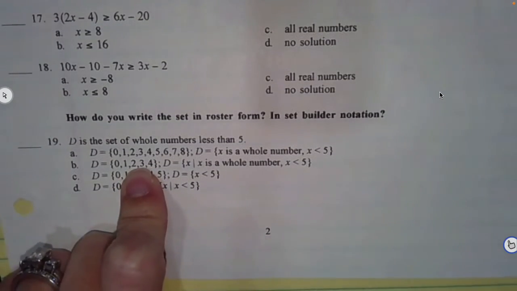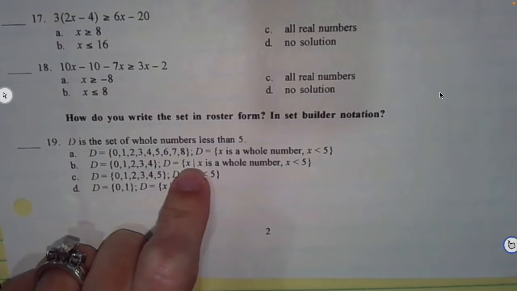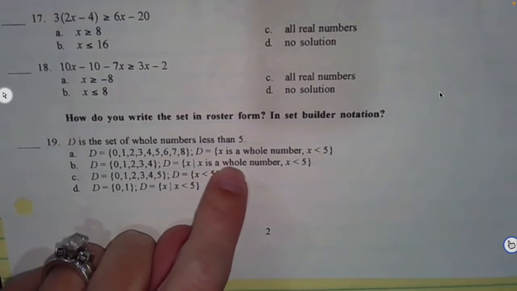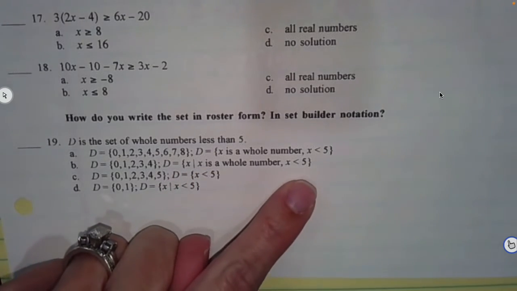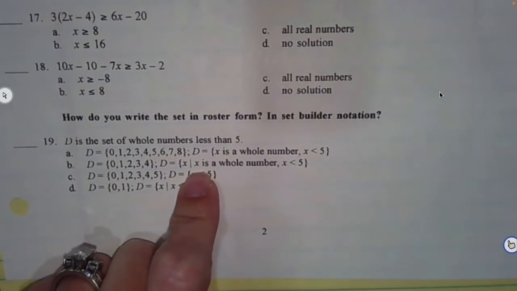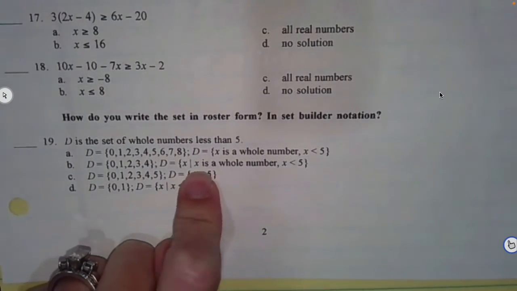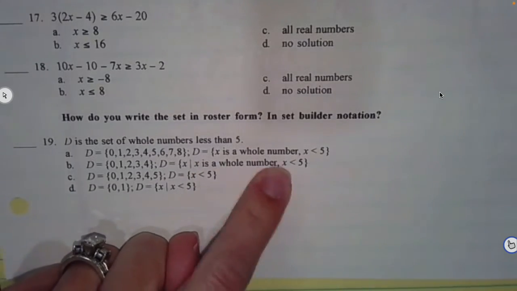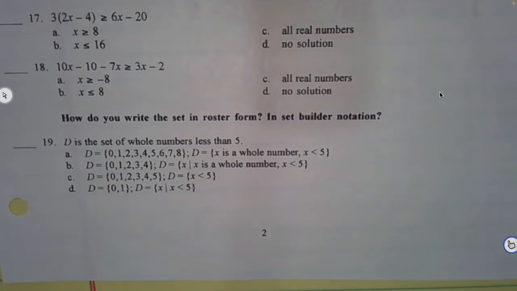But let's check the set builder notation. X, where X is a whole number and X is less than 5. That's exactly what we were looking for. Remember that weird thing? It's the only one that looks weird like that with the X and it lists everything and it has the bar. Okay? So it's B. I don't think that one's as bad as y'all thought it was.